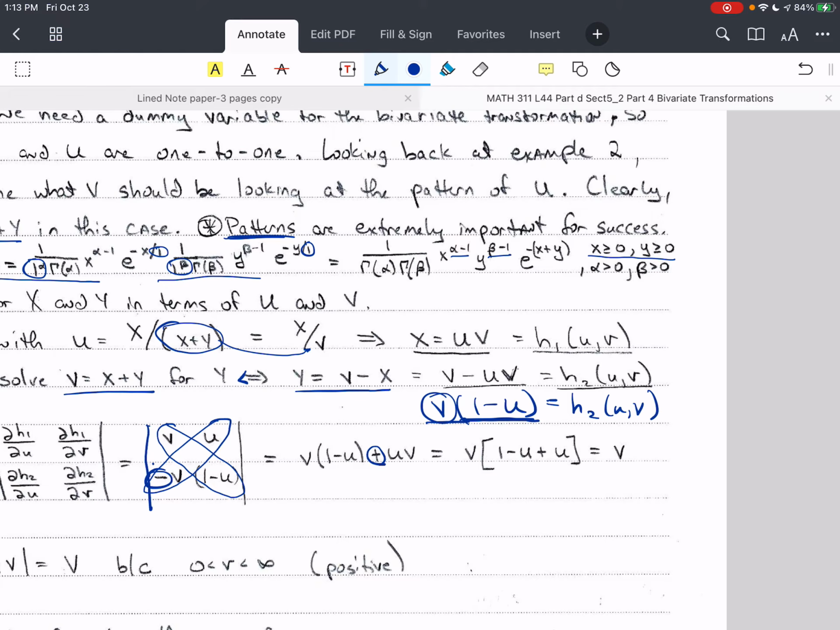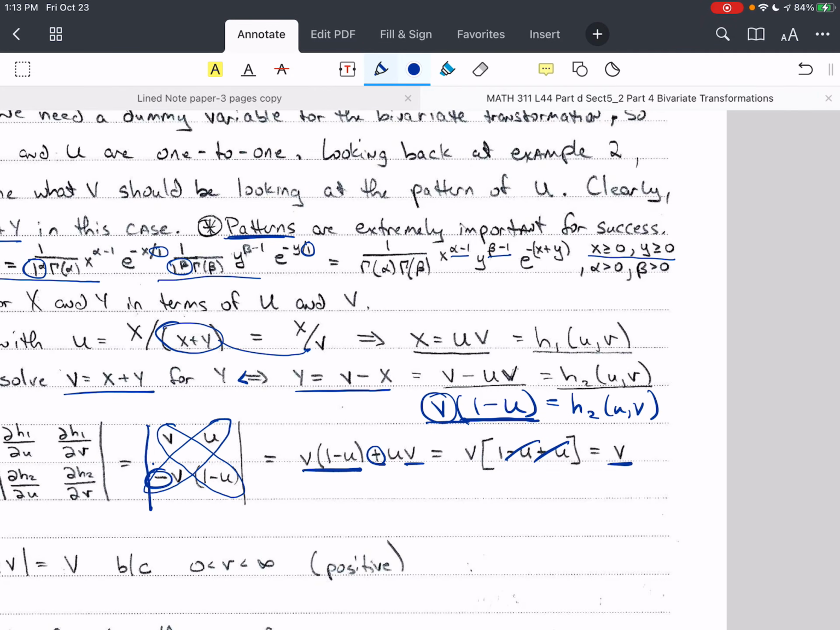Now, there's a couple of ways you could do this. You could expand this, and it's simple to expand, or you could do what I did and what we normally do, and we factor. So I factored out a v out of both of these, and I end up with 1 minus u plus u. So those cancel, and I end up with just v.